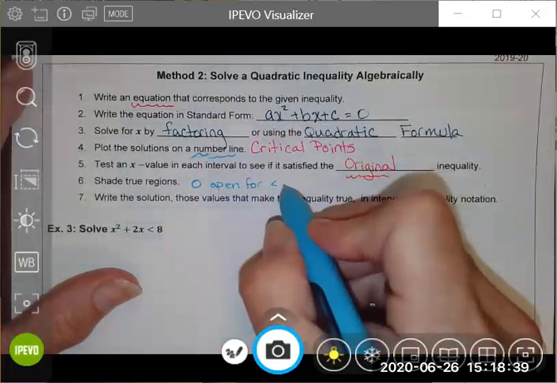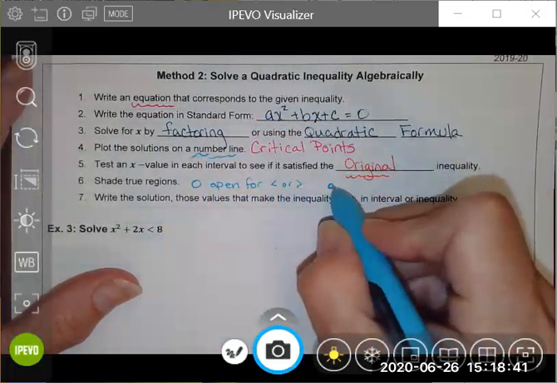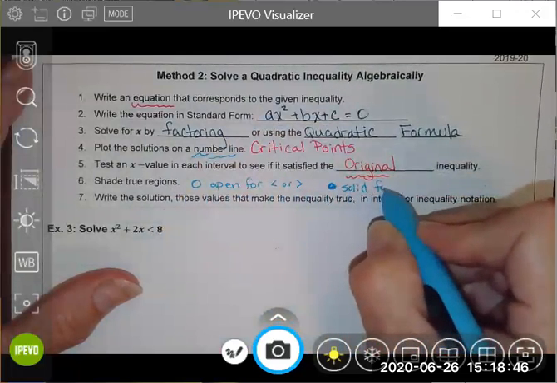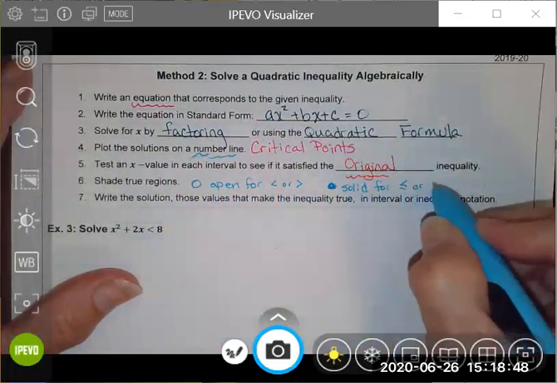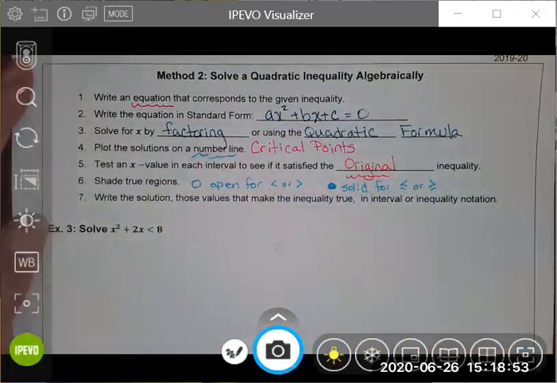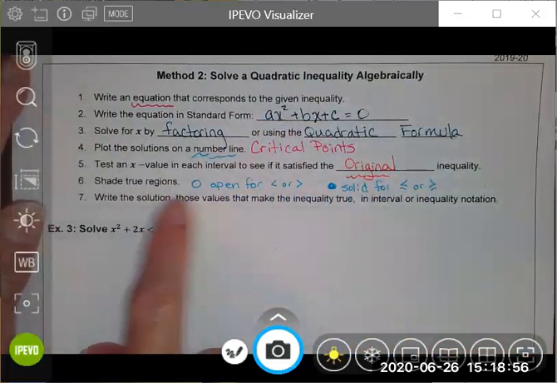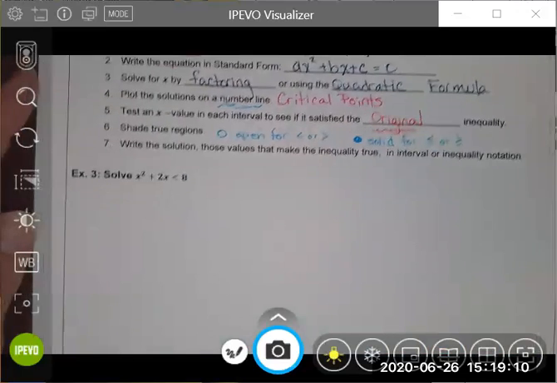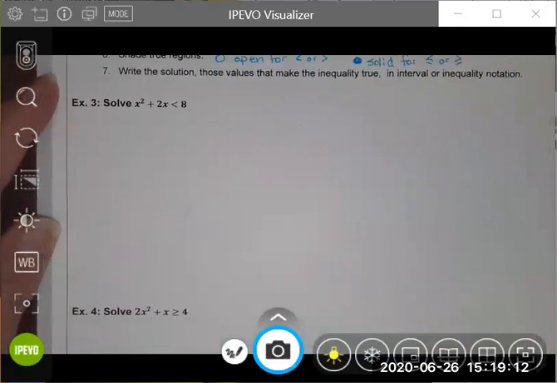if we have less than or greater than, and we're going to use a solid circle for less than or equal to, or greater than or equal to. So that's just a reminder from Algebra 1. Then once we've shaded the true regions, we are going to write out the solution using an inequality, interval notation, or you can use set builder notation if you prefer that. All right, so let's dive in and actually put these steps into practice.